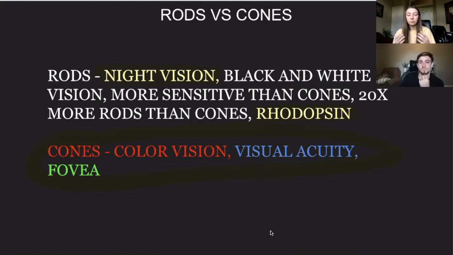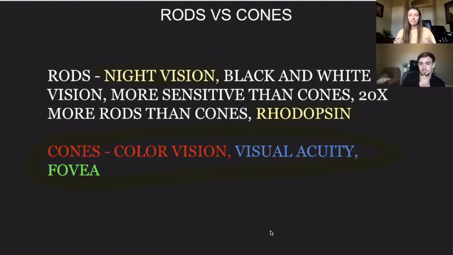Whereas your rods are more sensitive than cones. But don't think about that in the fact that they're sensitive to detail, because that's not the case. They're sensitive to light, more sensitive to light than cones. That's why we use them for night vision. There are a lot more rods than cones. There's 20 times more rods than cones.